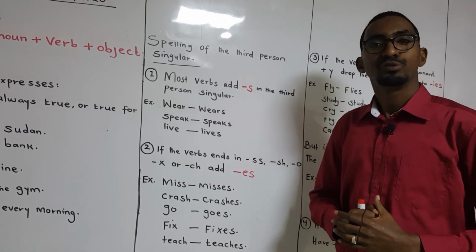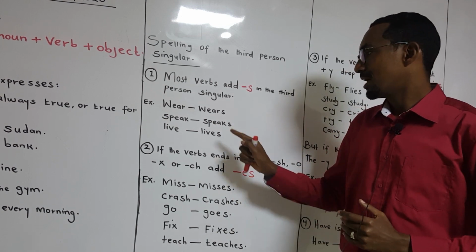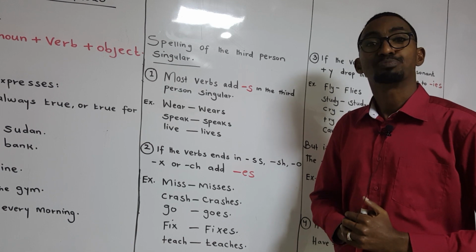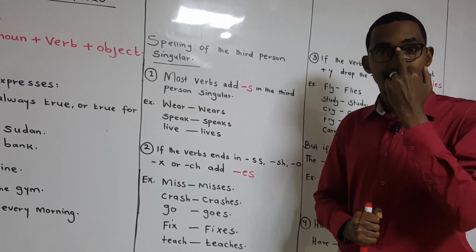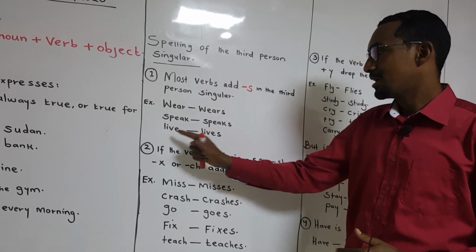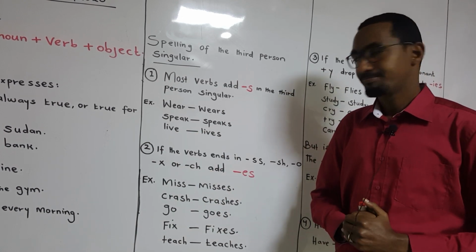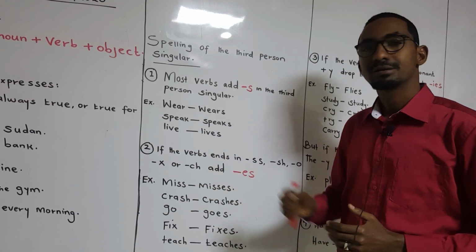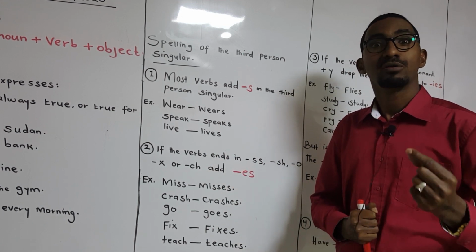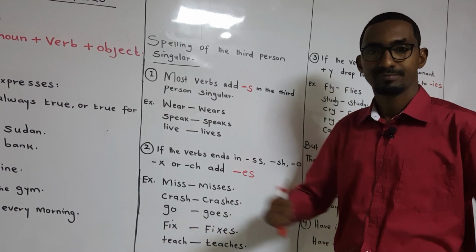Number 2, speak. Speak, I will add s, then it will become speaks. Then let's make it she speaks. Good. 3, leaf. Then I will add s, then it will become leaves. Then let's make it he leaves.